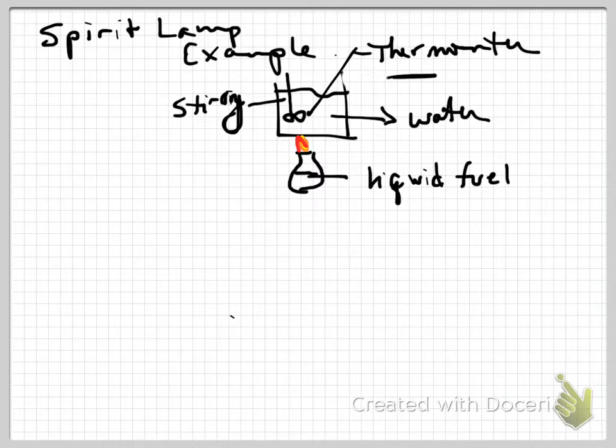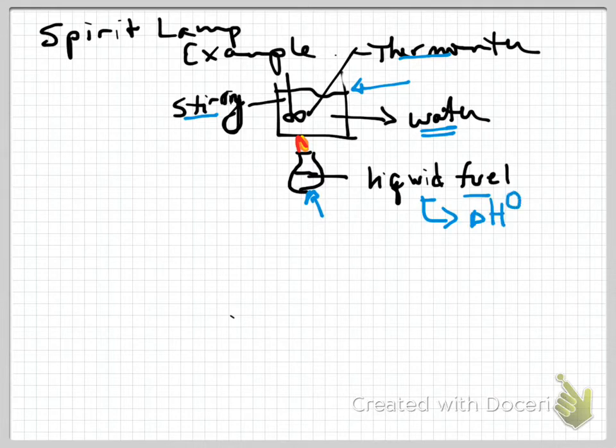This is stirring. All right, so here we have a container, metallic, full of water. There's a thermometer in it to measure temperature. There is some stirring going on. In the bottom of this we have a small container of liquid fuel that can burn, and I did draw a flame using color. All right, so when we run an experiment like this, what we're interested in doing is finding the delta H of combustion for this liquid fuel.